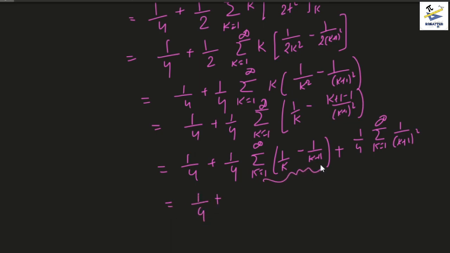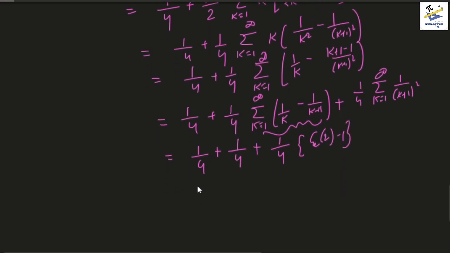This term is 1, it's a telescopic series, and I'll show you how in the last part of the video. 1 by 4 plus 1 by 4, and this part is 1 by 4 into zeta of 2 minus 1. So one of the 1 by 4 gets cancelled, and what we are left with is 1 by 4 plus pi square by 24, which is the answer to the problem.